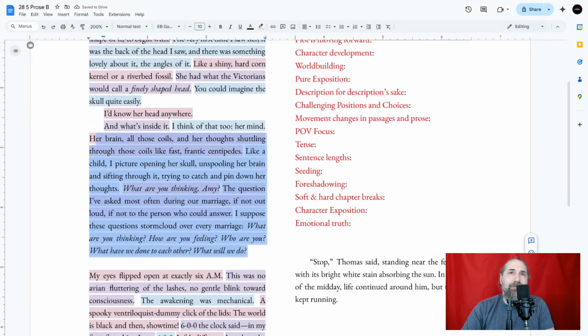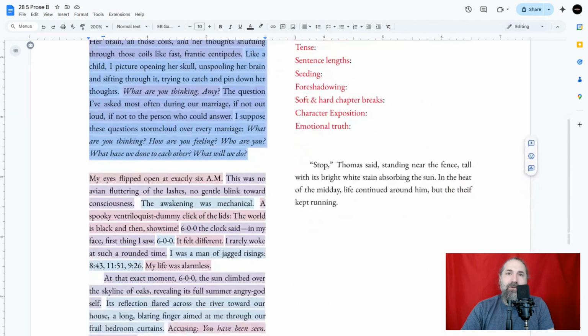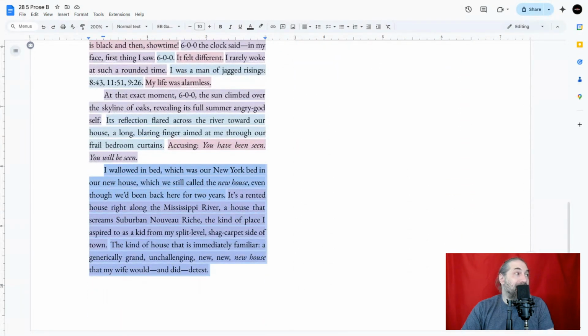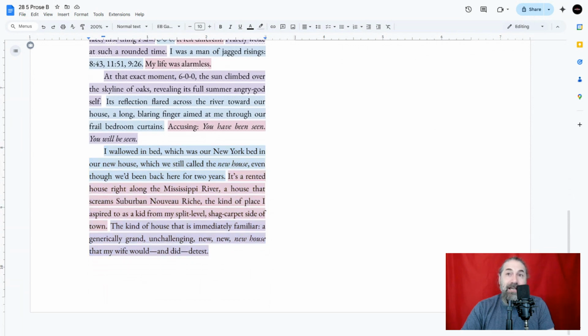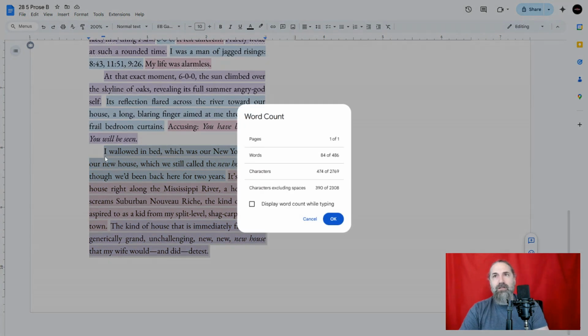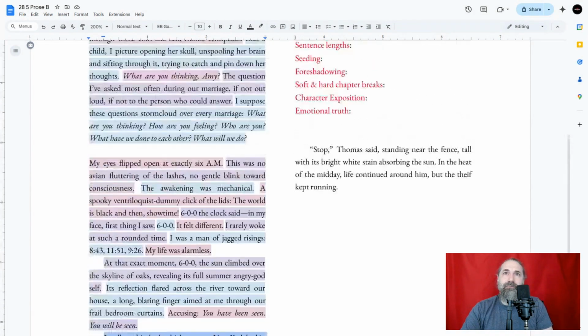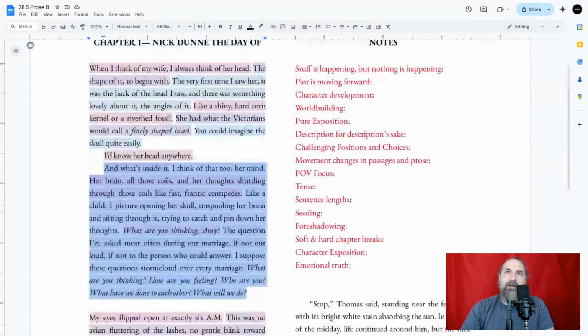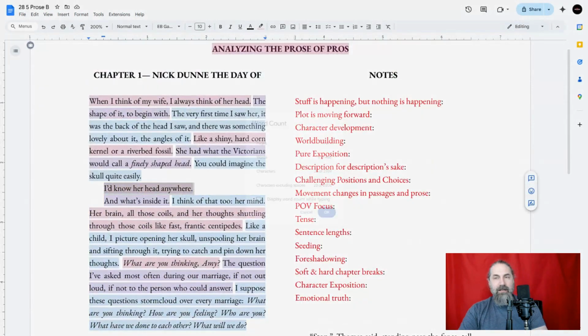This is a long passage, by the way. I'll give you some critiques and my thoughts. The next passage directly after this last one is really long. But as you can see, this is 84 words. This one should be like 96 or something. 106. I was close. But this one, look at it. Look how quick this one is.